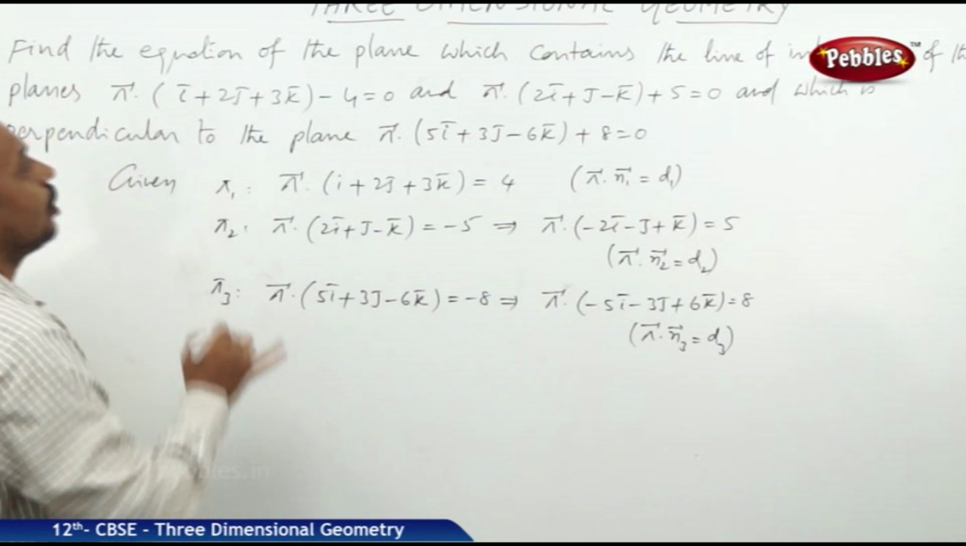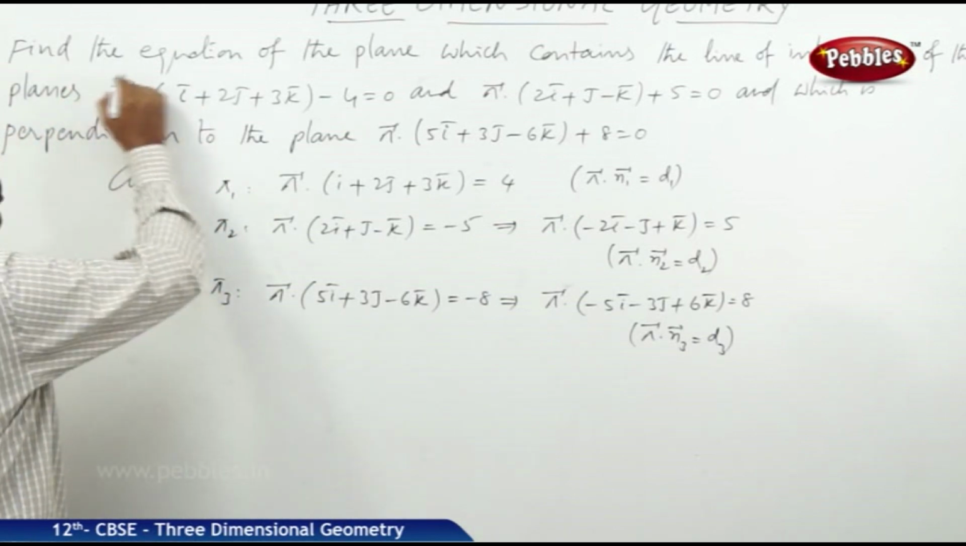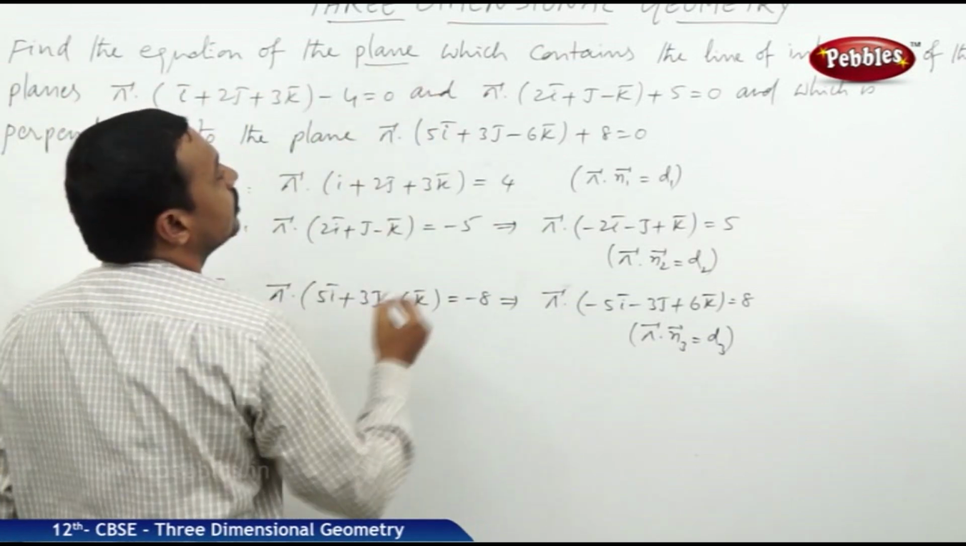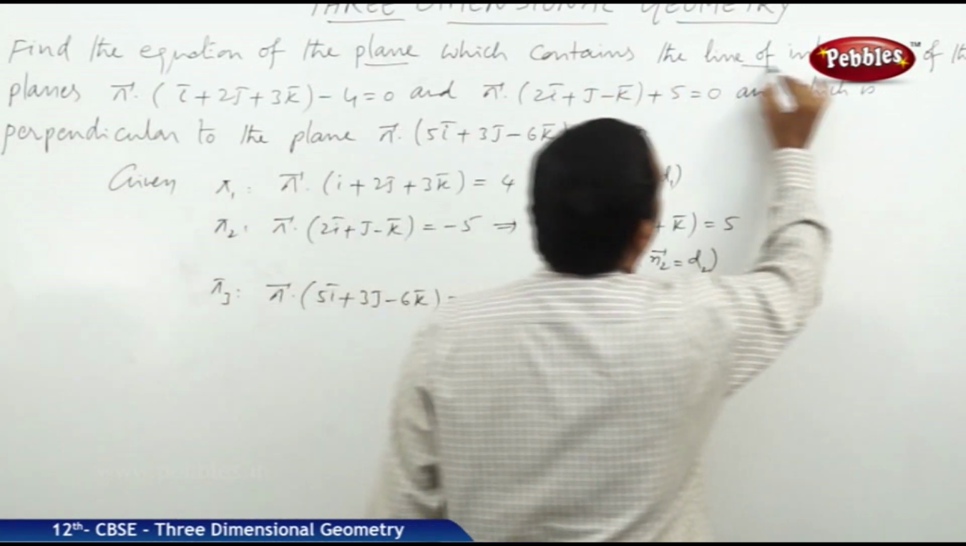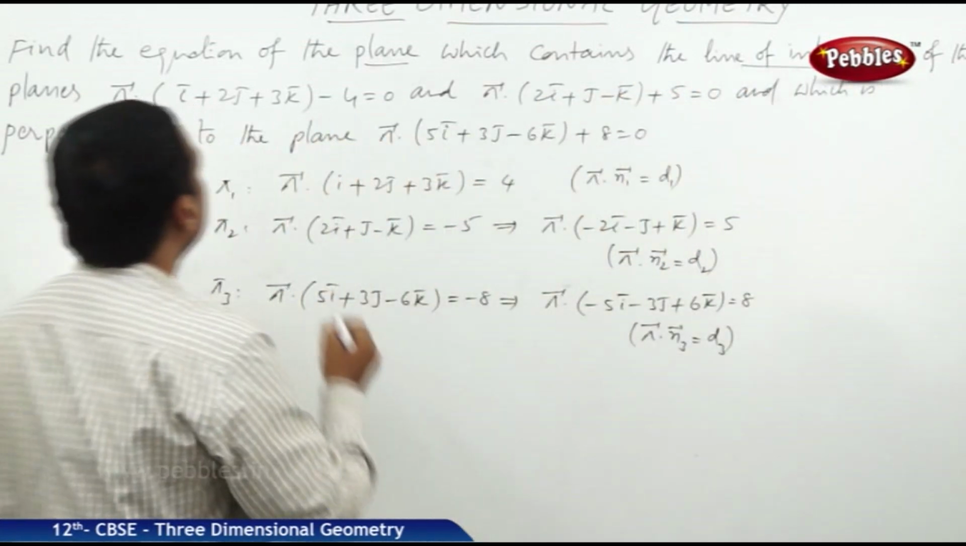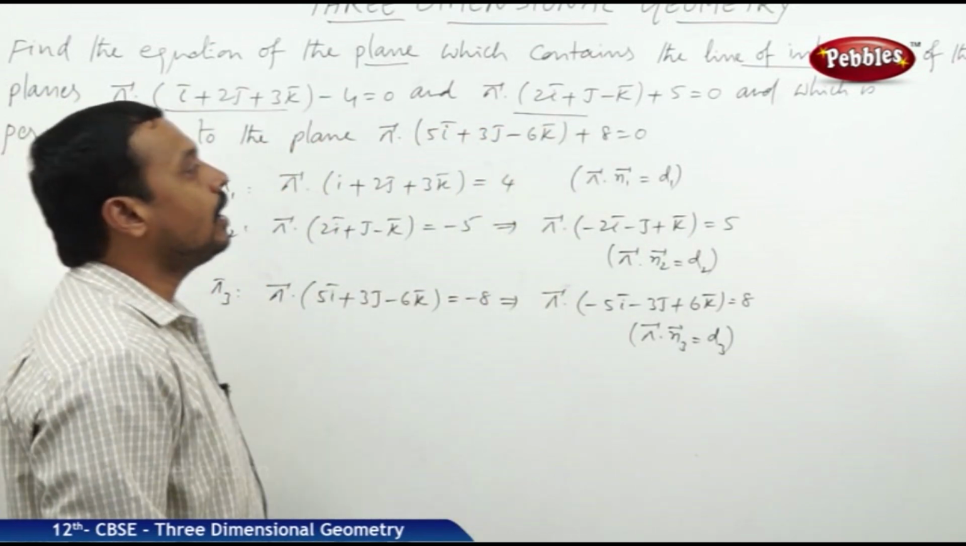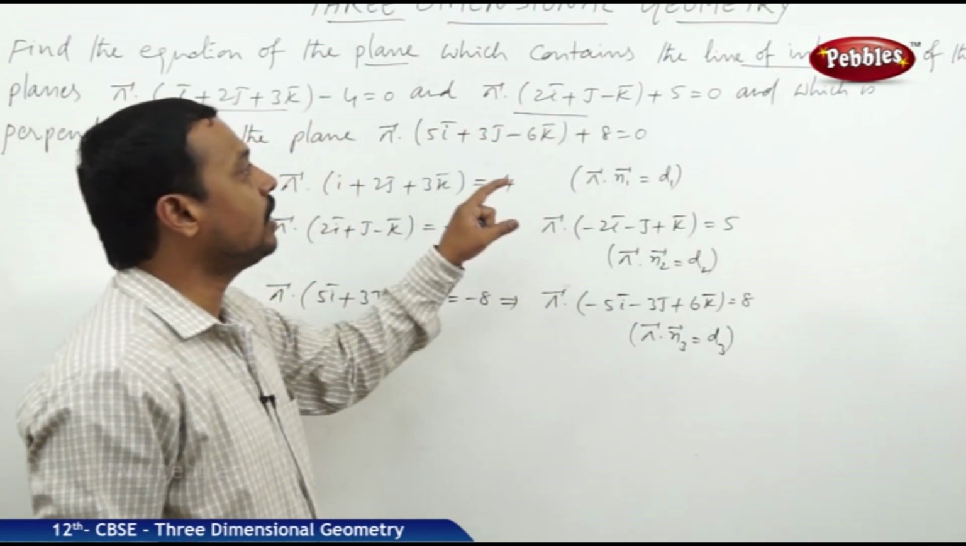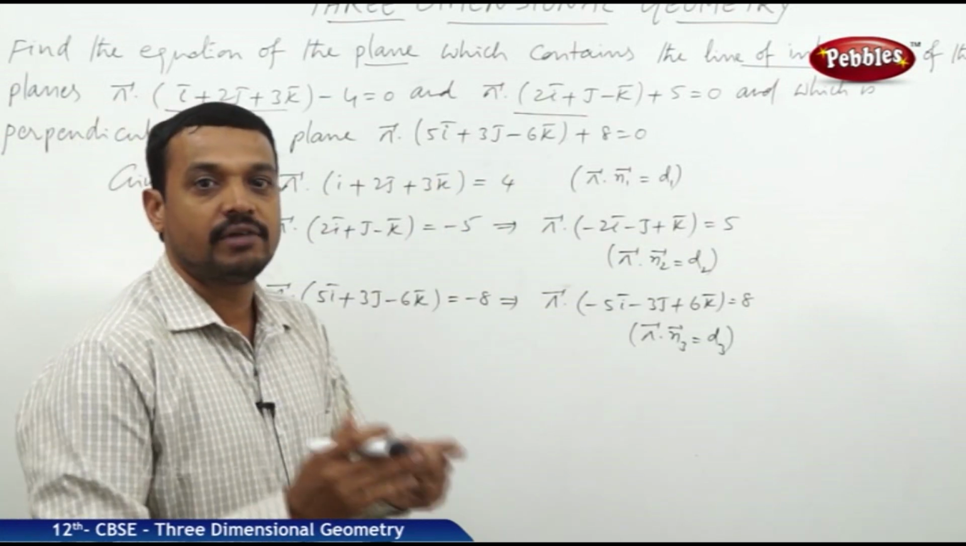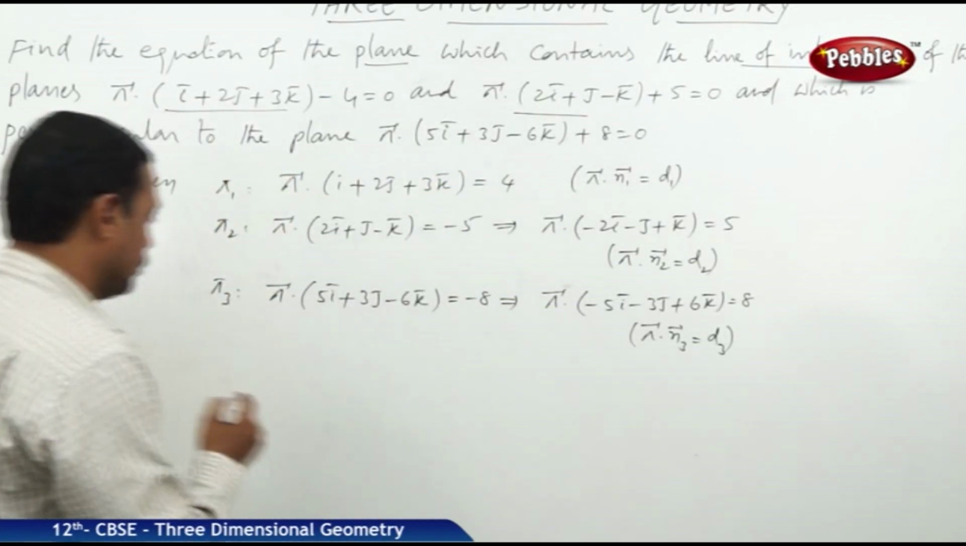Okay, right. Now coming to the question. What is the equation of the plane containing the line of intersection of these two planes? What is the line of intersection of the two planes? Pi 1 plus lambda pi 2 is equal to 0.